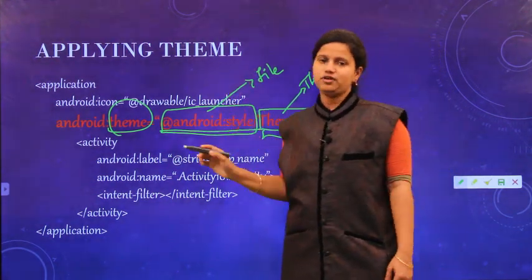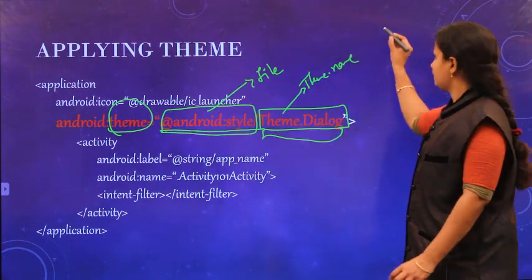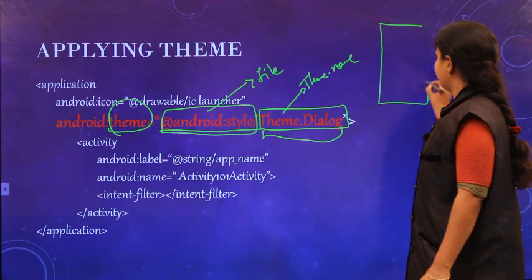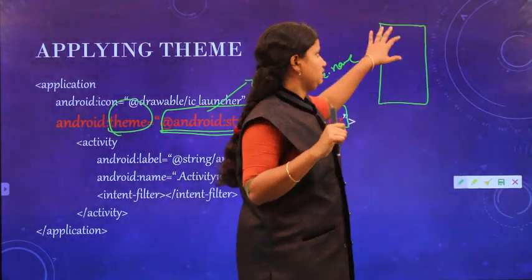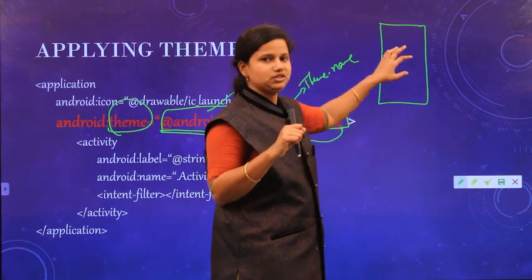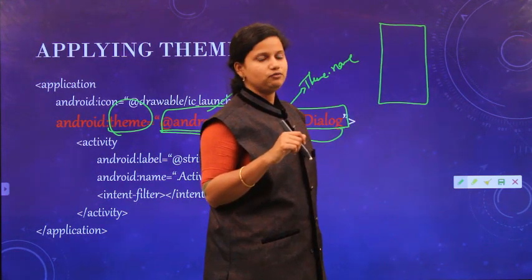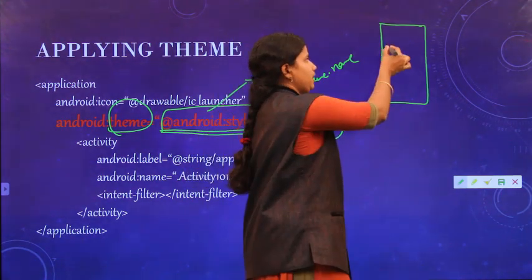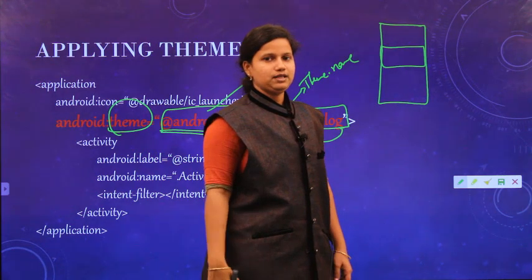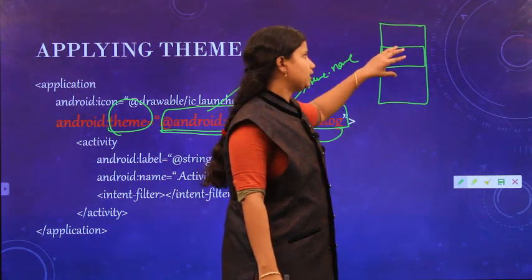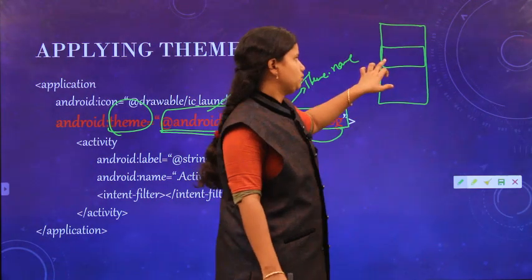Why are we applying a theme? Your activity looks like this, but in this entire activity I want to apply a theme as a floating point. That means I want to apply a theme for a particular point, and the remaining space is not affected by that theme, only a small amount of it.